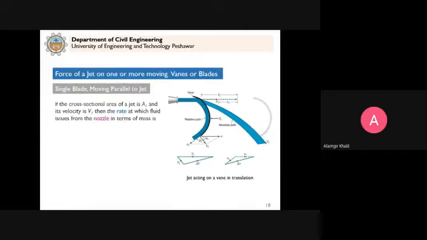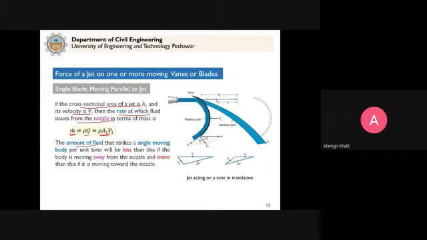So what we do is that if the cross-sectional area of the jet is A1 and its velocity V1, the rate at which the fluid issues from the nozzle is the mass flow rate, m dot, which is rho q. So this is the fluid which is coming from the nozzle. It will hit this plate. Clear? Now the amount of fluid that strikes a single moving body per unit time will be less than this if the body is moving away from the nozzle, and more than this if it is moving towards the nozzle.